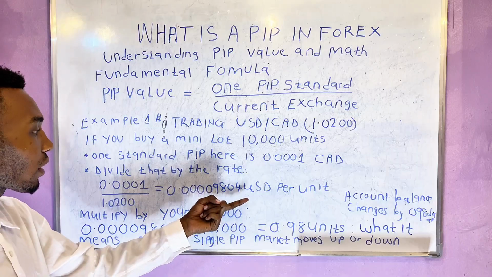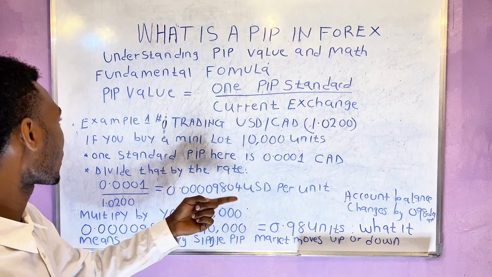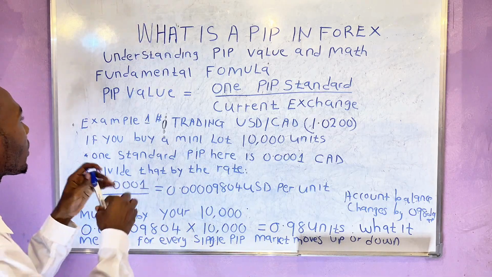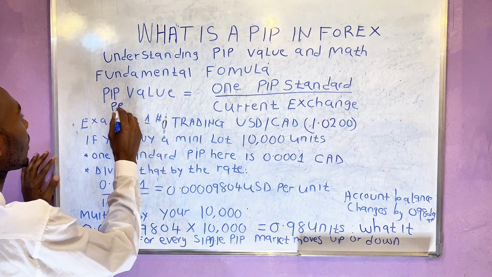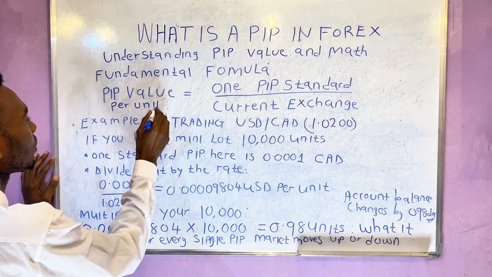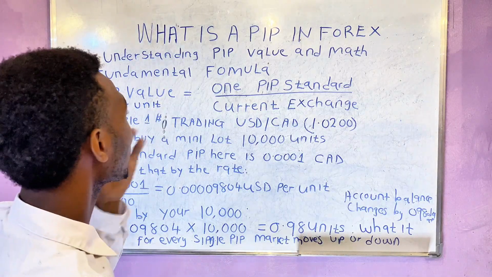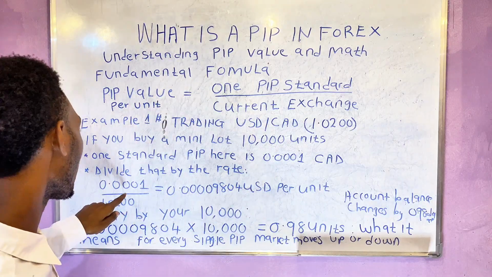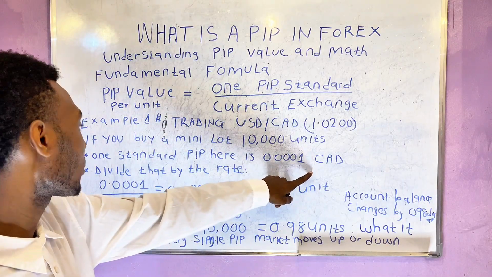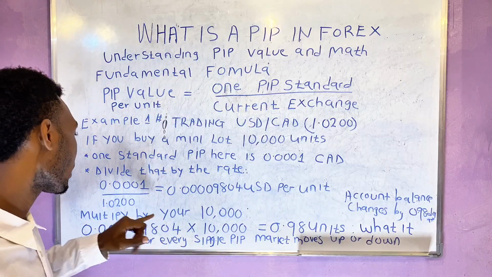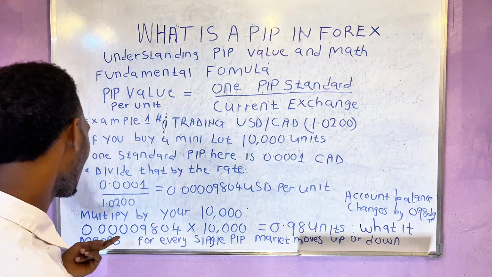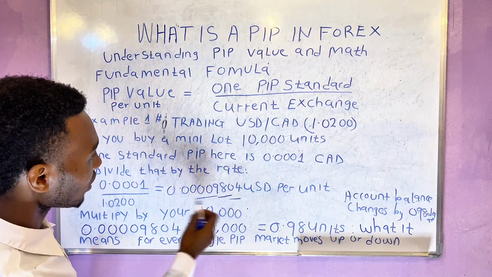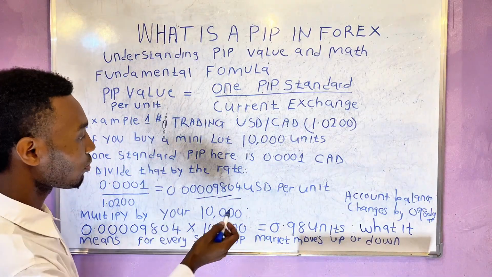Now you get the pip value per unit. If you want to get the pip value per unit, that is how you divide: you divide the standard pip by the currency rate. Now this is the pip value per unit.